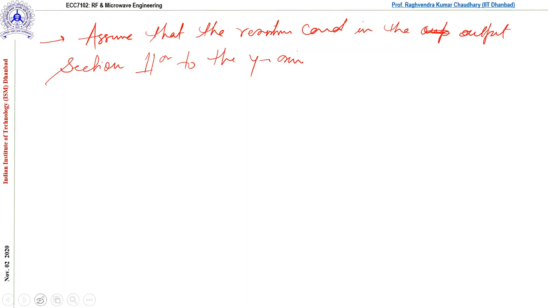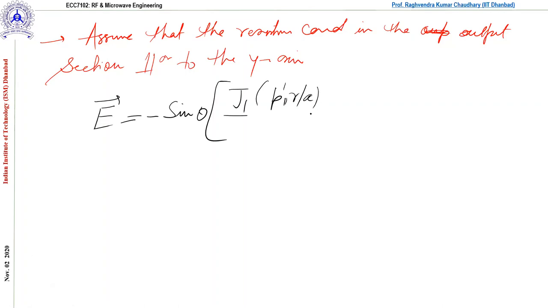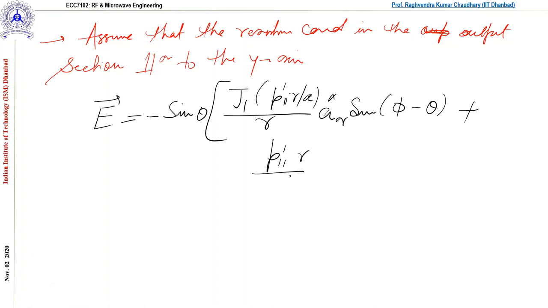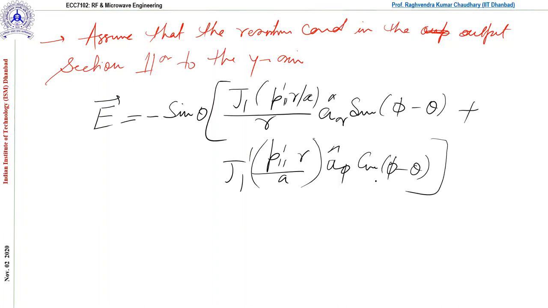So from the previous equation, we can immediately write the E field as equal to minus sin theta J1 of P11 dash R over A divided by R, A R cap, sin(phi minus theta), plus P11 dash R over A J1 dash, and A phi cap, cos(phi minus theta).